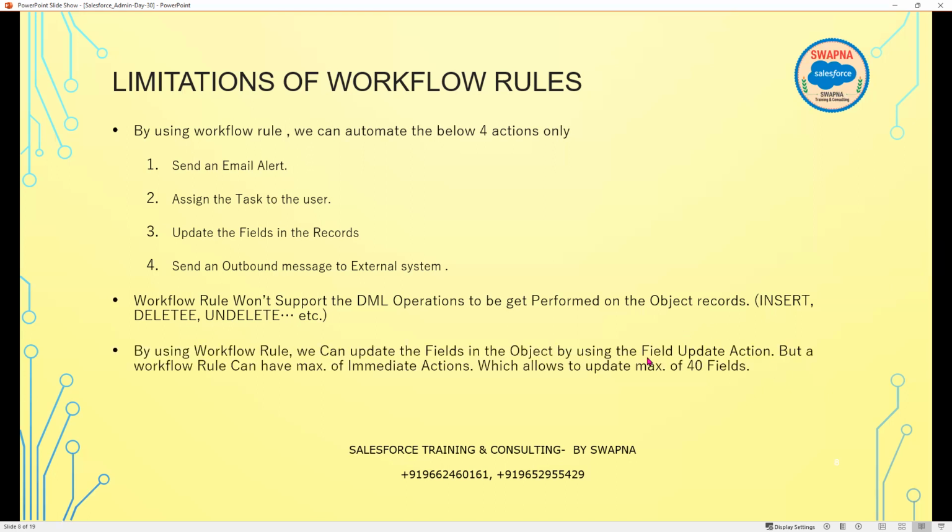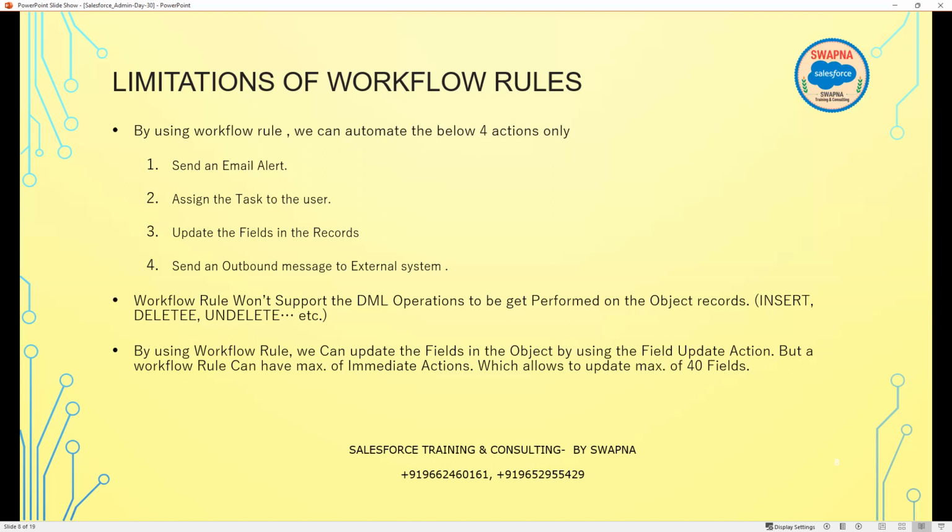The third limitation is that by using the workflow, we can update the field in the object by using the field update action, but a workflow can have a maximum of 40 immediate workflow actions. That means you can add 40 fields. If you add 40 fields, the workflow becomes more complicated, or a performance issue will happen.